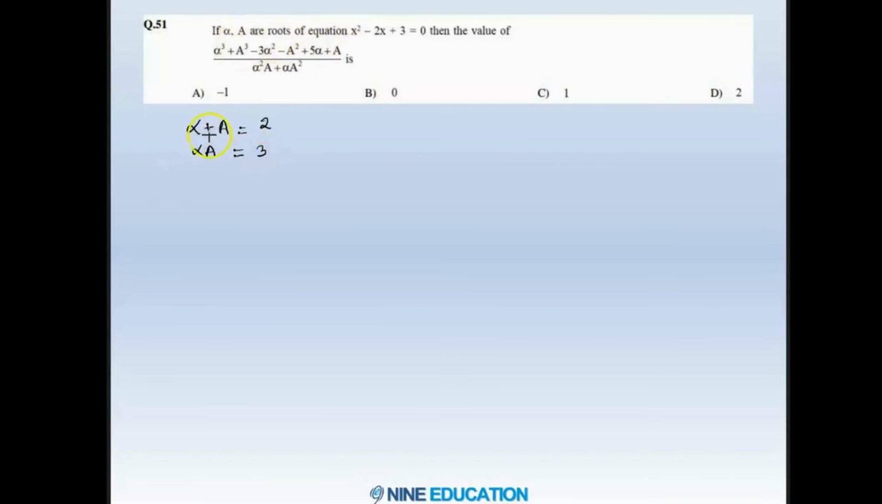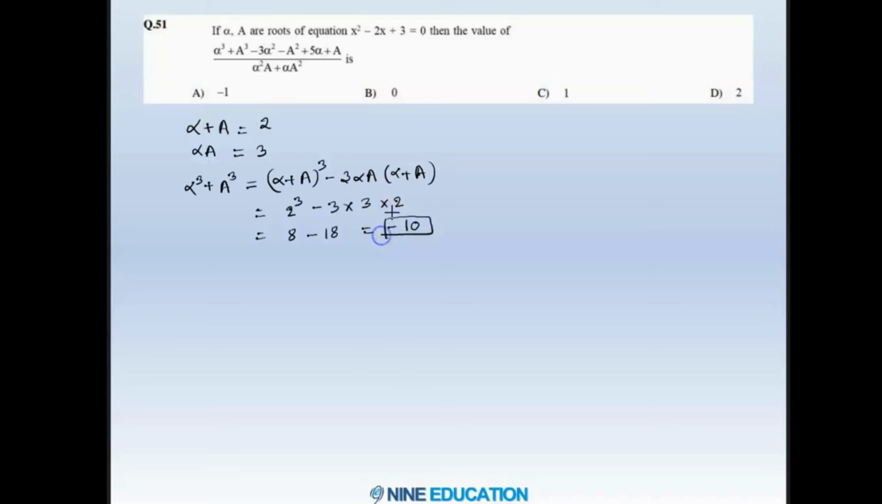Now we need to rearrange the things here so that we can get these answers. So if you observe, in the numerator we have alpha cube plus a cube. So let's find out that part first. I can write this as alpha plus a whole cube minus 3 times alpha into a, alpha plus a. Okay, so I have the alpha plus a value, so this will be 2 cube minus 3 into product of roots alpha into a, that is also 3, and this is 2, so basically it is 8 minus 18, so this value is coming out to be minus 10. So we have found out the first part.